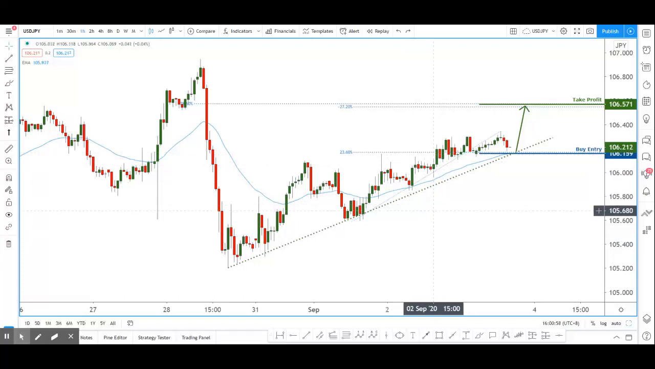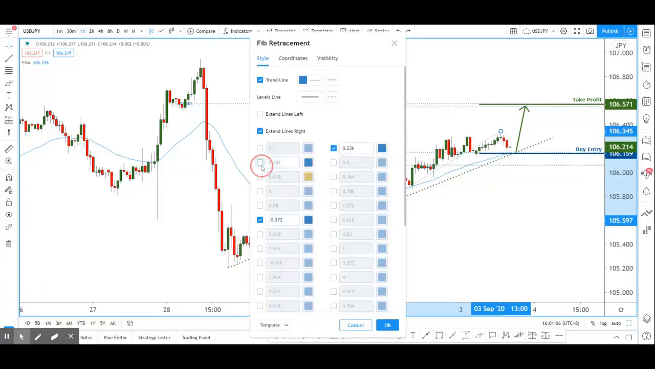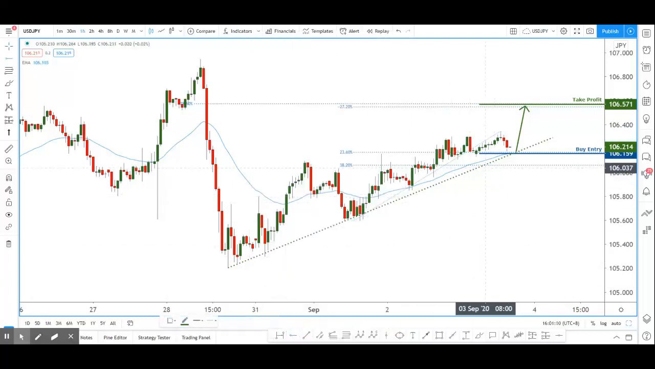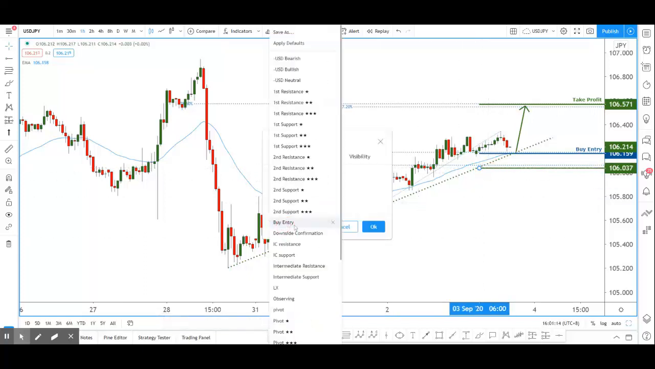Now, where would I put my stop loss? Always remember, the stop loss is the level where you know your trade is definitely wrong. All right, so I will open up another Fibonacci level, possibly the 38.2, and I'll put my stop loss close to the 38.2 level, but I'll back it up a bit.